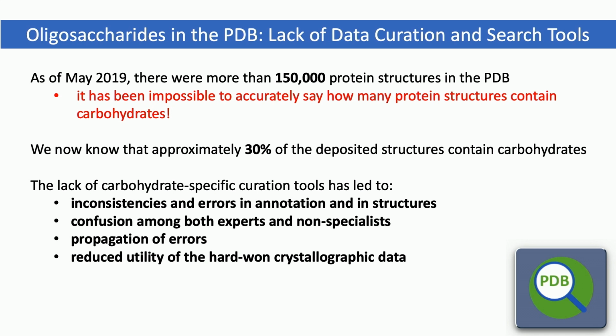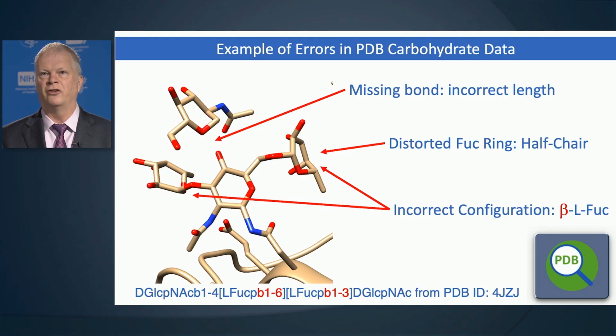It propagates errors in crystal structures, and it really reduces the value of crystallographic data, which is really hard to get. So you need to find ways to find sugars and find the problems and fix them. So this site, for example, lets you find structures like this. Shown is a stick representation of a sugar molecule in gold with key atoms such as oxygen highlighted in red and nitrogen highlighted in blue.